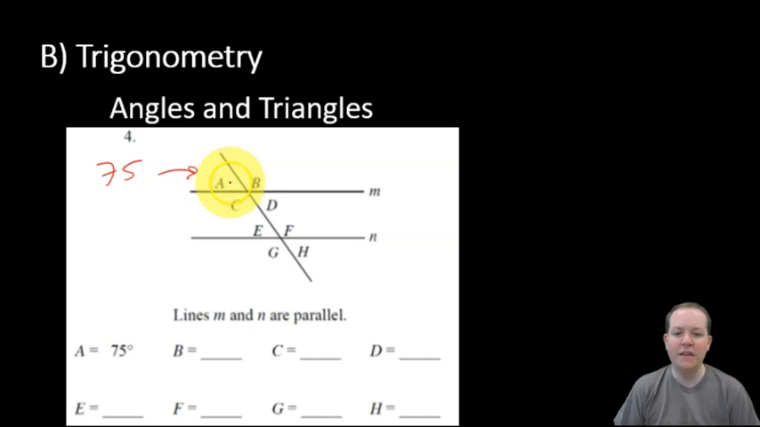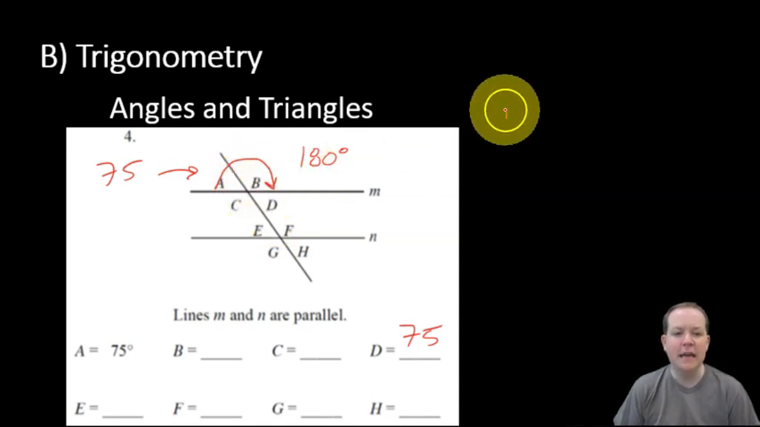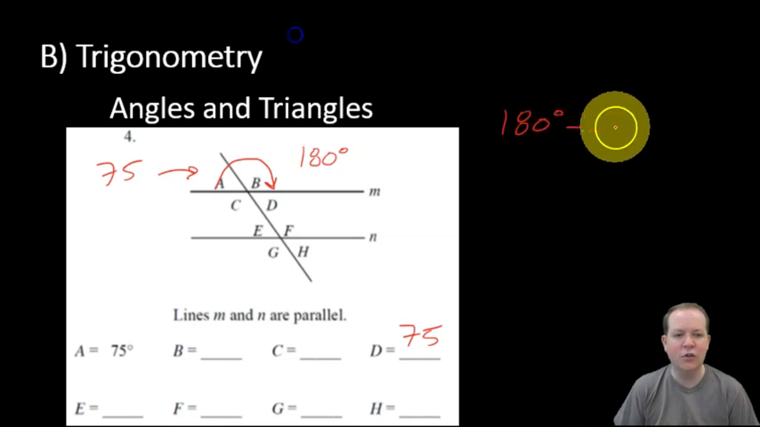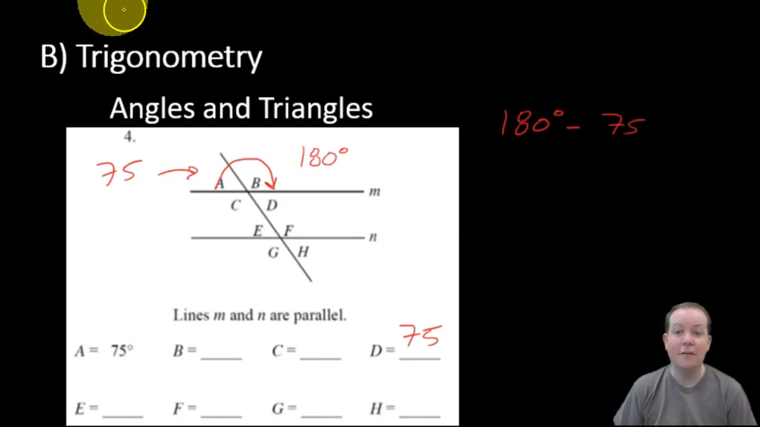Now, if I know that this angle A is 75, D is something known as a vertical angle. Vertical angles are equal. So if A is 75, that means that D is 75. Also, from here to here, that's just a straight line. That should add up to be 180 degrees. So what does B have to be? B has to be 180 degrees minus 75. That's how I figure out what the value for B is. So 180 minus 75, that leaves me with 105.